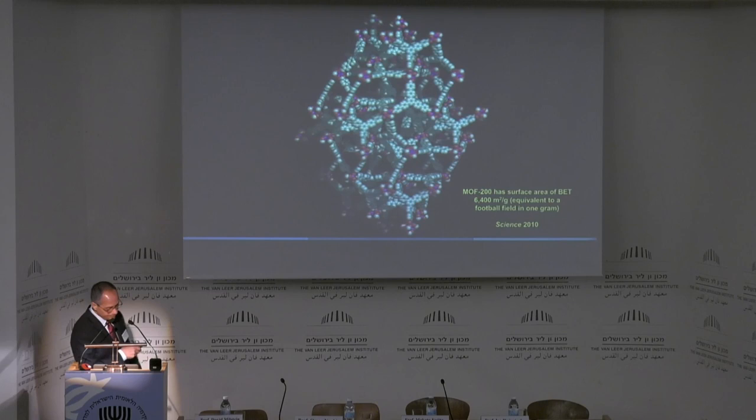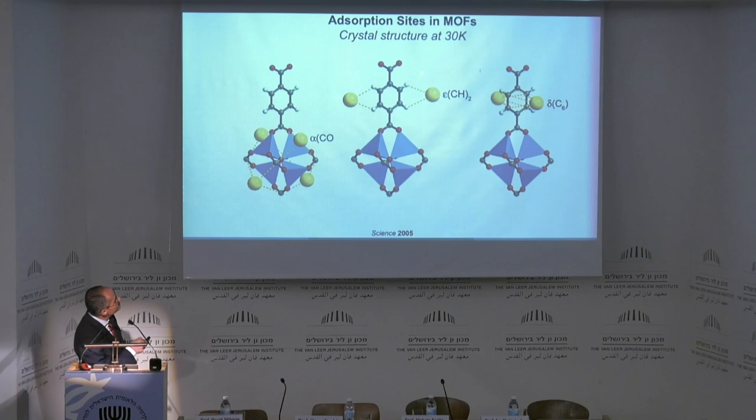The reason I say everything you're looking at is an adsorptive site is because we did crystal structures at 30 Kelvin. We introduced gases and then saw electron density being localized on the metal oxide units and on the edges of the six-membered rings, as well as the faces of the six-membered rings. So everything, and that's why they have extremely high surface area.